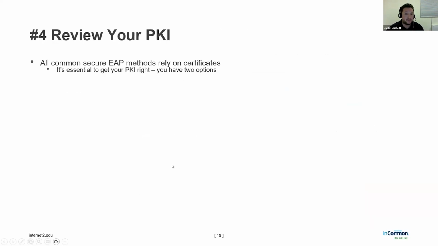Fourth, review your public key infrastructure. This really comes from the previous point. The tunnel that is established between the device and the home authentication server is protected with certificates most of the time. So it's critical that those certificates and the configuration around them is secure.